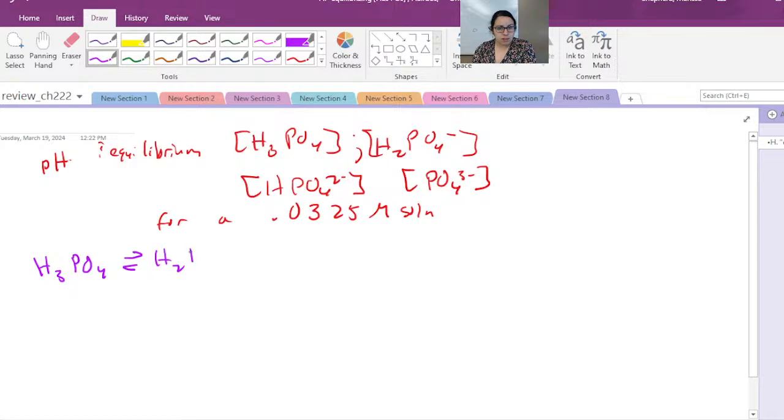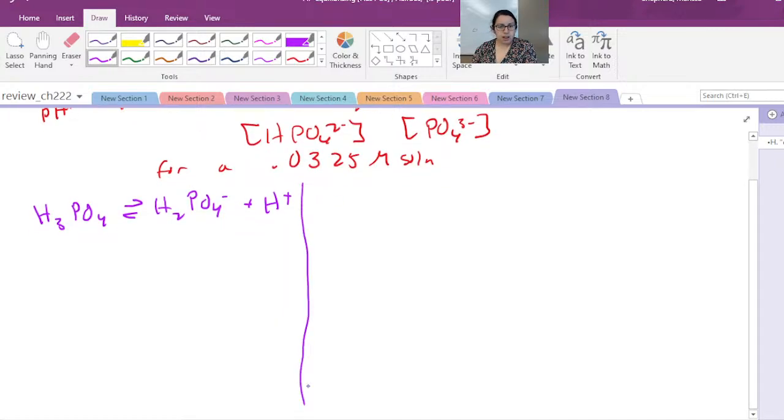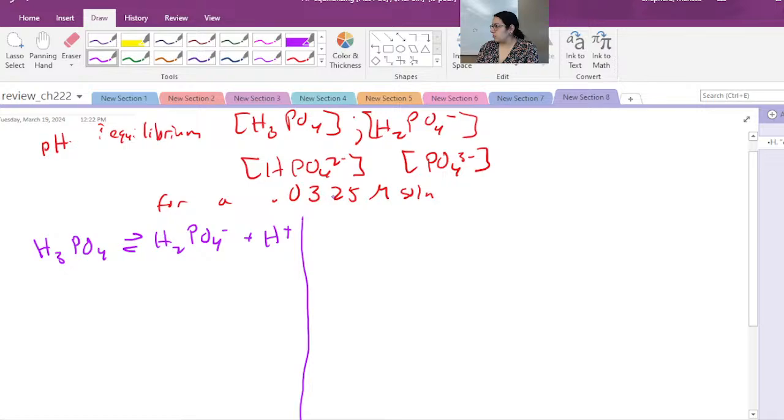That makes H2PO4 minus plus H plus. We're given our initial conditions, 0.0325, and we'll leave this for now. Then our change is going to be minus x, plus x, plus x. But again, we're going to have to come back to this. The problem is we're going to dissociate again, and then we're going to have more, so let's call that y.